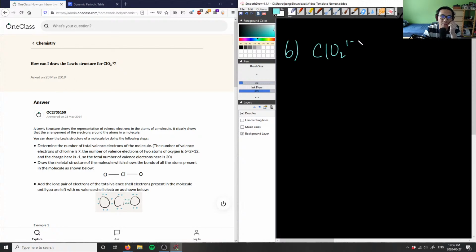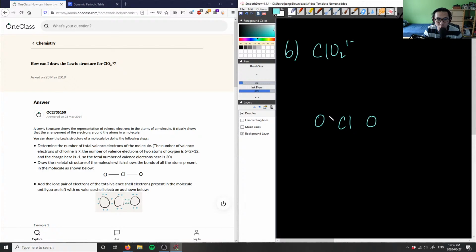So what we're going to do here is look at our Lewis structure here. So we have ClO2 1 minus here. As you can see, we're going to put again the most electronegative atom in the middle here, right? In this case, it would be chlorine. So ClO. And we can fill out O here because there's two O's here, right? So we can say O and O here.